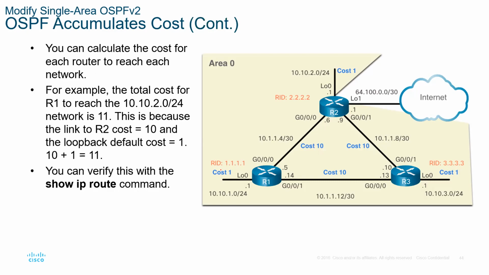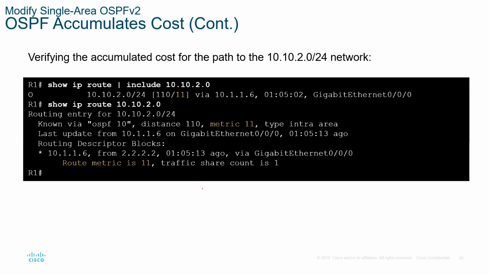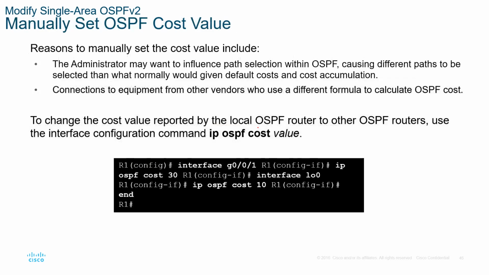This is how to calculate it. You can verify it using the show ip route command. If I do show ip route and then pipe and say include, then put in the destination network that I want to calculate, it is going to show me the route, for instance, and tell me the metric is 11. So it will give you a metric.